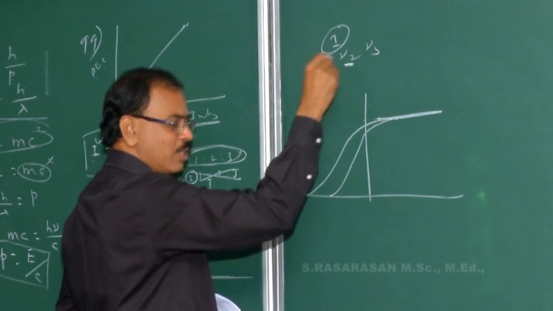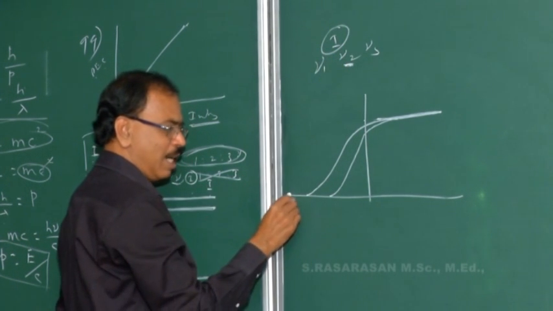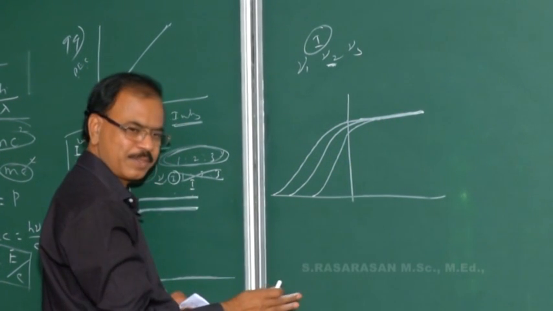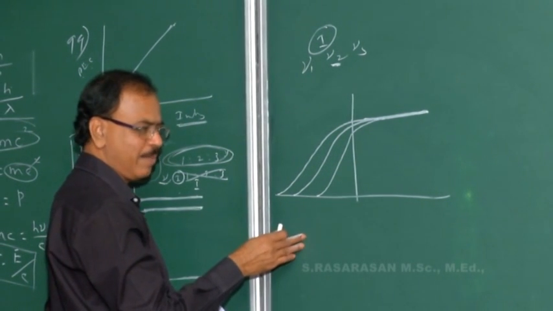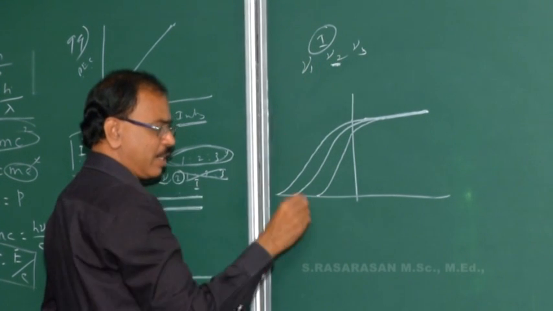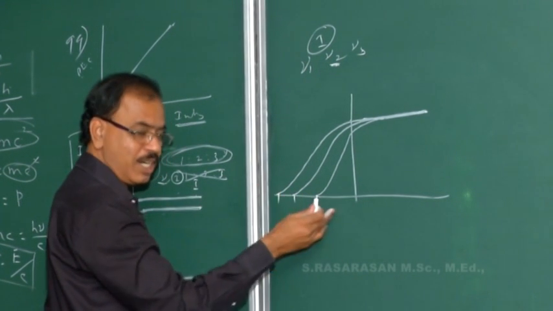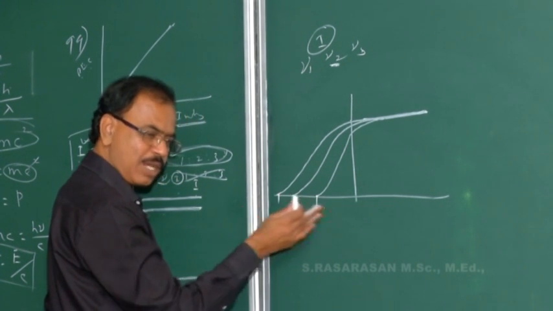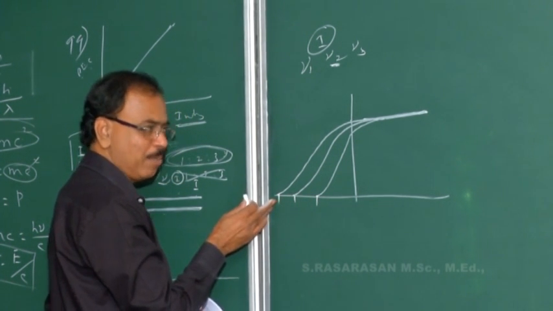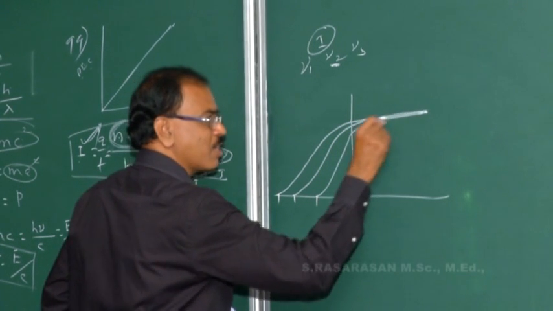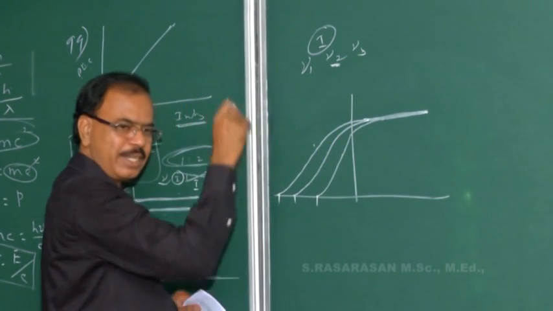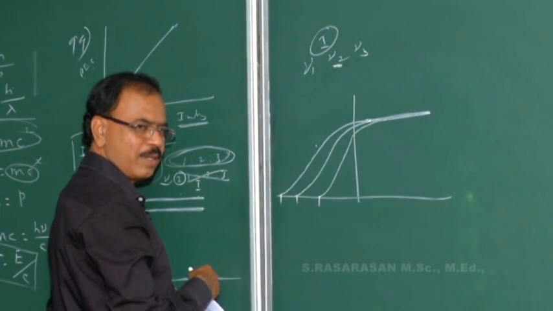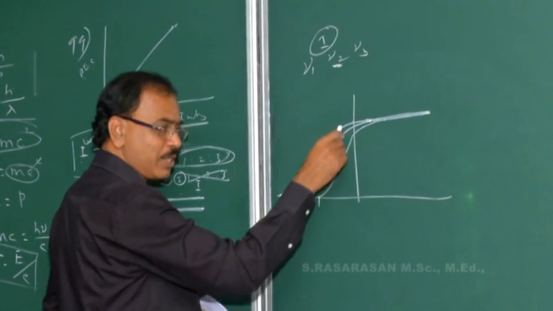Intensity is the same for this one also. For another frequency, the photoelectric current comes like this. So again I have established: as frequency increases, stopping potential increases. As the frequency of the incident radiation increases, stopping potential increases, but the photoelectric current is constant, the same for all the three.